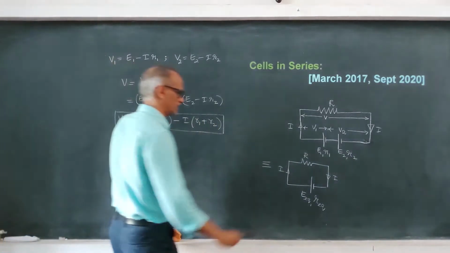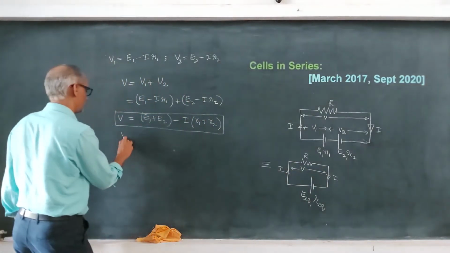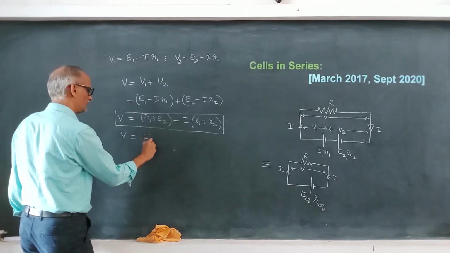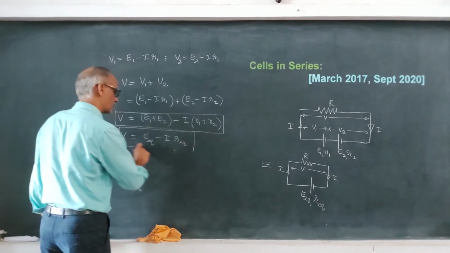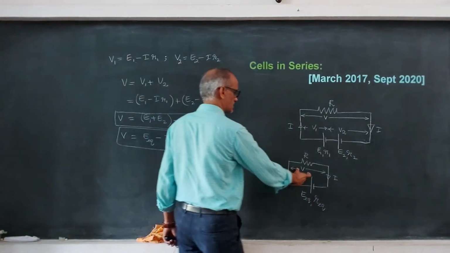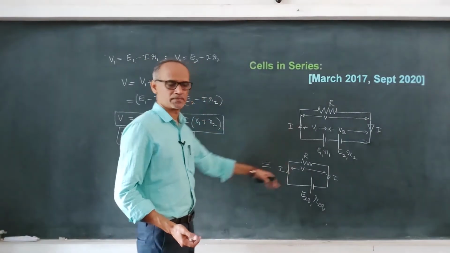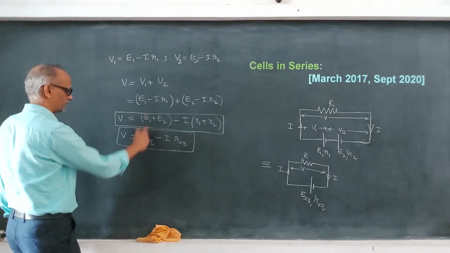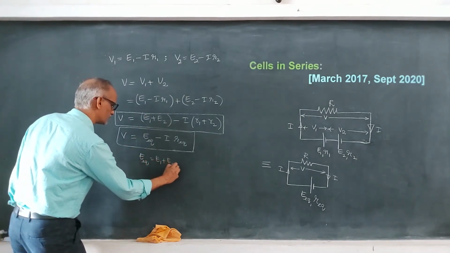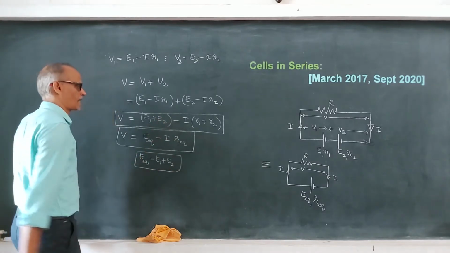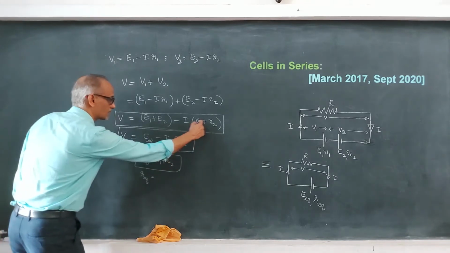Now what is the potential difference across the equivalent cell, which is V is equal to E equivalent minus I into r equivalent. So this potential difference and the one across the entire circuit have to be the same, because this is the equivalent circuit, right? So now when I compare here, I will get E equivalent is equal to E1 plus E2, and r equivalent is equal to r1 plus r2.